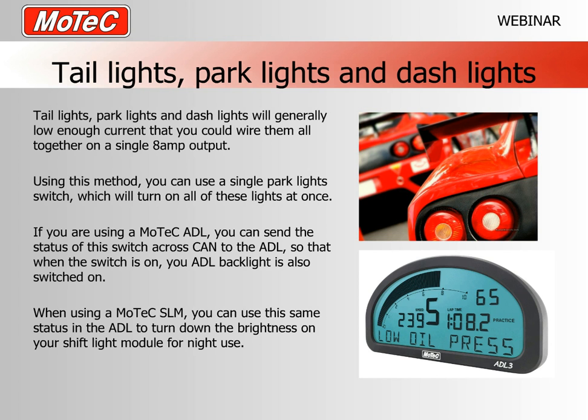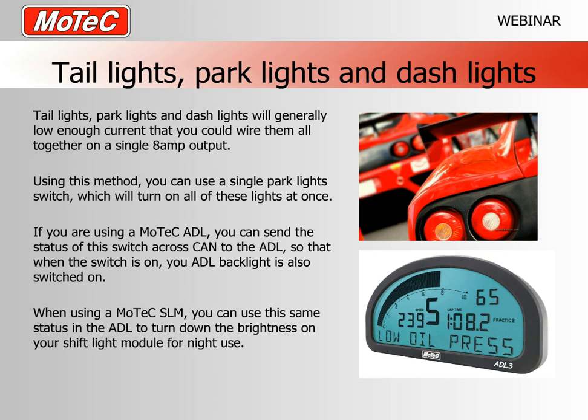Similarly with tail lights and park lights, these are all fairly low current lights, so it's not necessarily beneficial to have each of them driven from a separate output of the PDM. You can actually just parallel them all together and run them off a single output. You can have a single switch that turns all of these on and off.